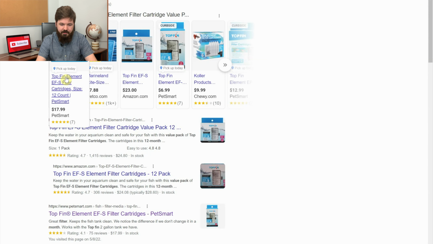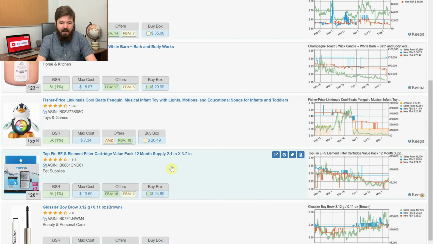So you can see right here at the top, it's at PetSmart for $17.99. And this is recommending a max cost of $13.69. With PetSmart, you can probably buy a gift card. You might be able to get cash back, but you most likely won't be able to get $4 off it. Plus, you probably have to pay taxes on it.